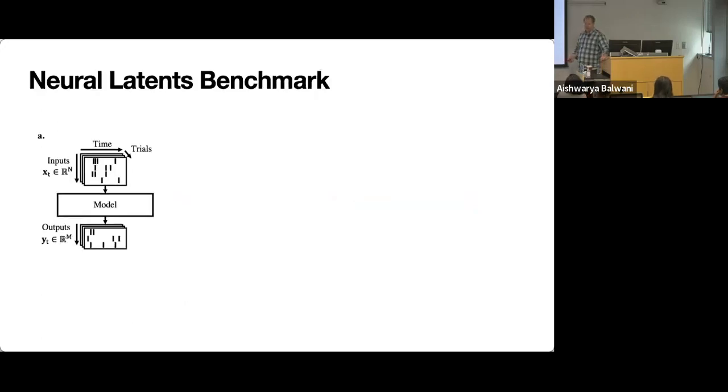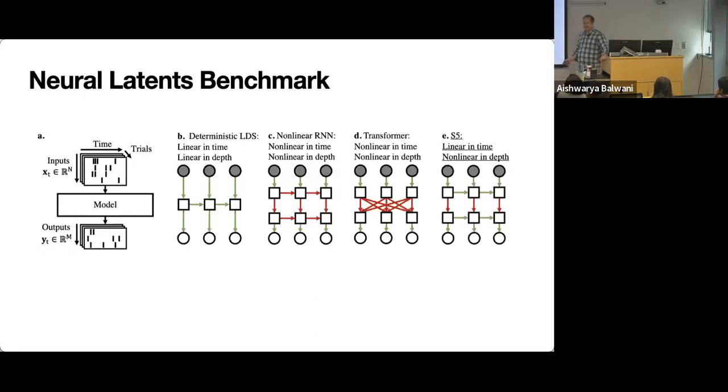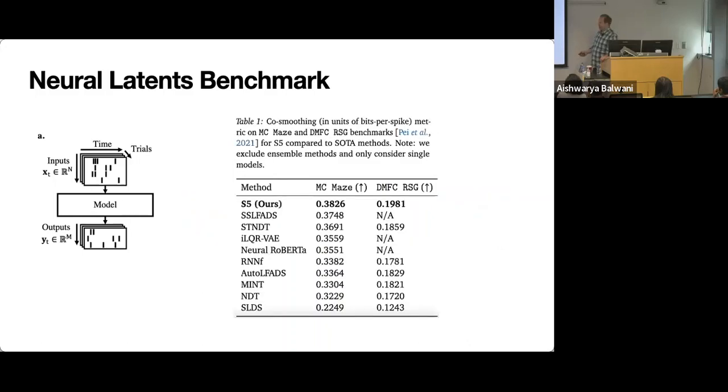And on the neural latents benchmark that had motivated this, how does this compare conceptually? Well, it's got linear dynamics in time, nonlinear in depth. Contrast that with RNNs or transformers, which have somewhat different architectures and assumptions. And on these benchmarks, S5 is also doing really well.